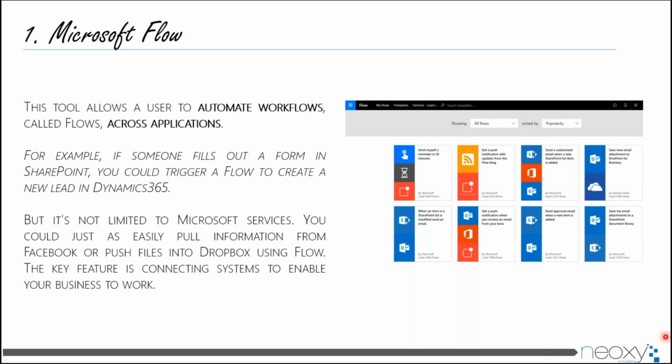I have put a few examples here. This is an example of a flow. When an item in a SharePoint list is modified, send an email. So this is a flow that you can build and bring in Office 365. On a certain list, when an item is modified, you can send an email. And you can see that this template has been made by Microsoft and used more than 2,000 times.